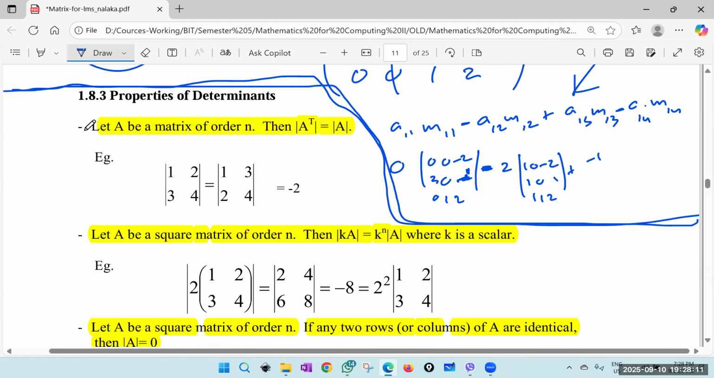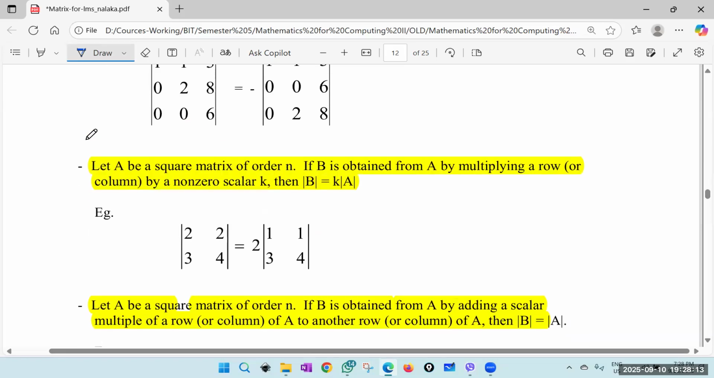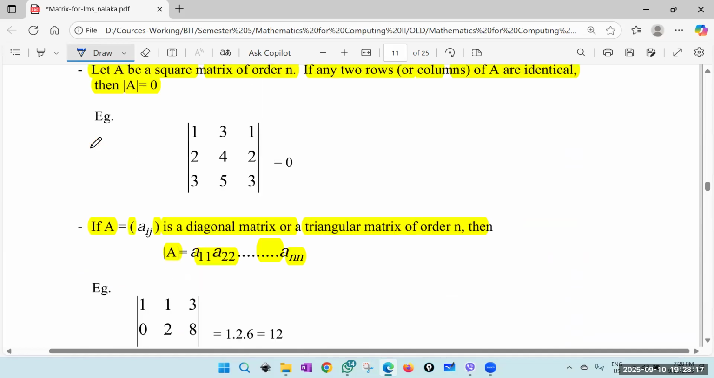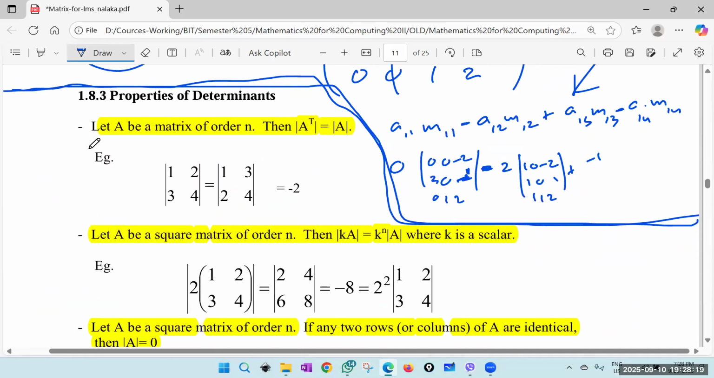Right. So we are going to look at a few properties. You can see quite a number of properties. So the first one is: let A be a matrix of order n. When I say order n, it's a square matrix, n by n. Otherwise, I will say m by n. If someone says order n, it's a square matrix of n by n, or else they will say m by n if it is not a square matrix.